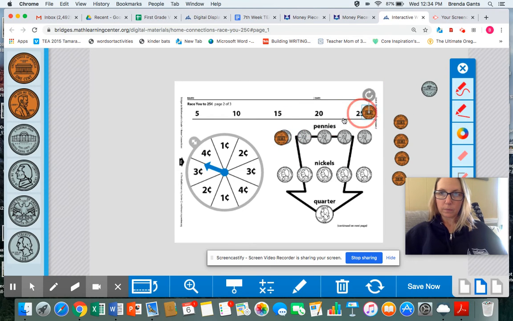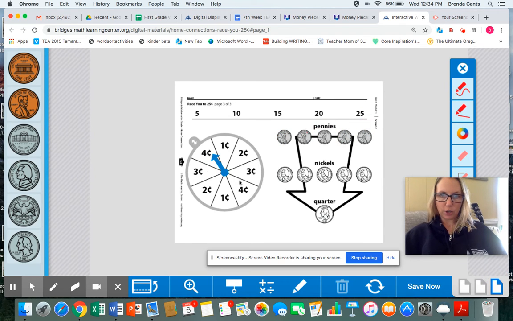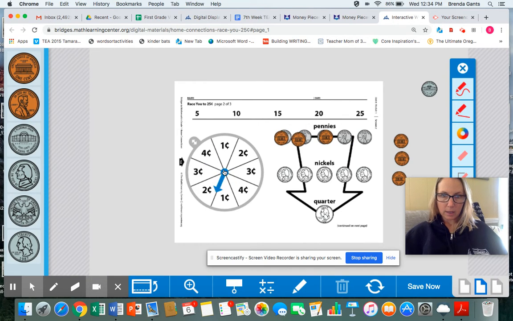1, 2, 3. Now I'm going to flip to Owen's game board, and it's his turn. Okay, oh, it's on the line. Spin again. 4. He's got 1, 2, 3, 4. My turn. So far I have 3.